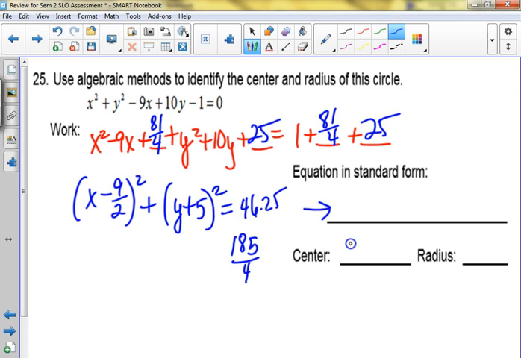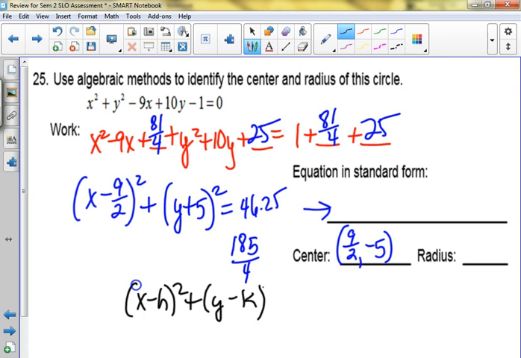Okay. So the center is where? 9 halves, negative 5. And this is equal to what? The equation is x minus h squared plus y minus k squared equals r squared. So this is r squared. So the radius would be square root of 185 over 2. How many times does 5 go into 185? Does it reduce? No.